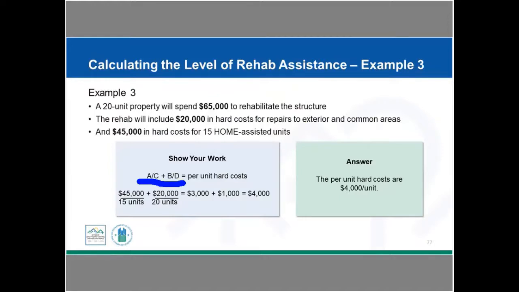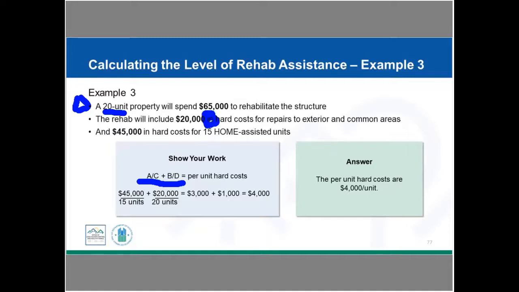So let's pick this apart a little bit and see what we have. So we have a 20-unit property. So our 20-unit property, 20 is the total number of units. So this is my D. Okay, so I know 20 is my D. And we are going to spend $65,000 to rehabilitate the structure. That number is not going to help me right now. We're looking at the rehab. The rehab is going to cost $20,000 in hard costs for repairs to the exterior and common areas. So the $20,000 is going to be my B. That's our rehab hard costs for common areas and exterior work.